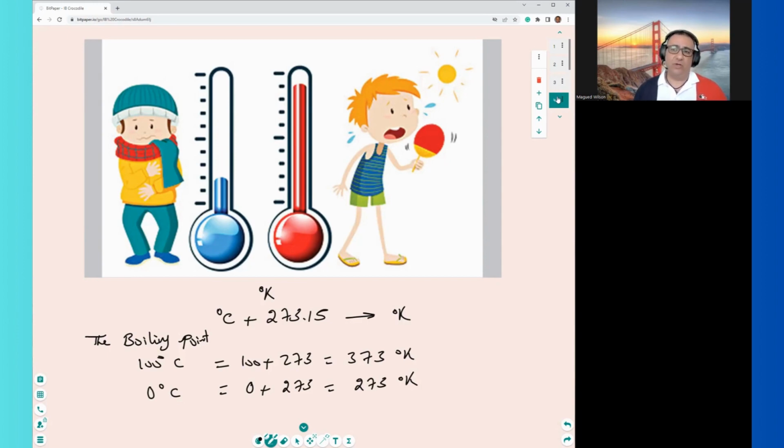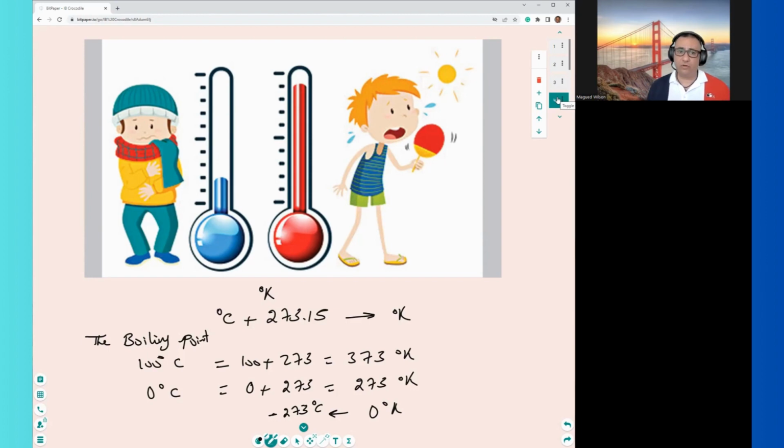So when I say, for example, the 0 absolute, which means 0 Kelvin, the 0 Kelvin is equivalent to negative 273 degrees Celsius. Let's say 0.15 is fine. So negative 273 degrees Celsius. This is called the absolute 0.